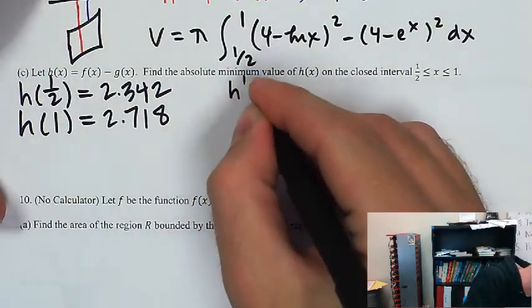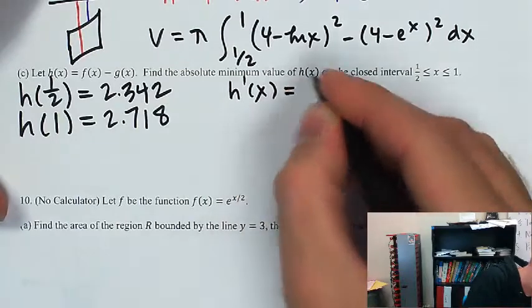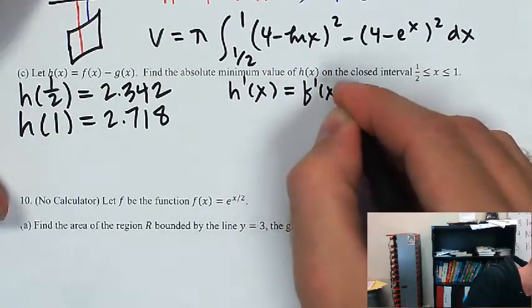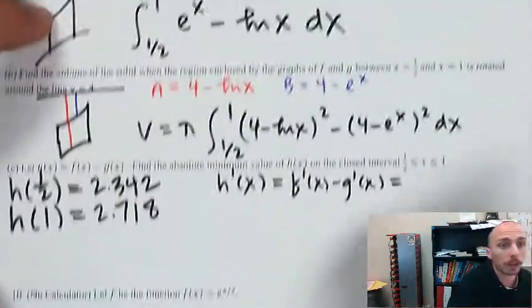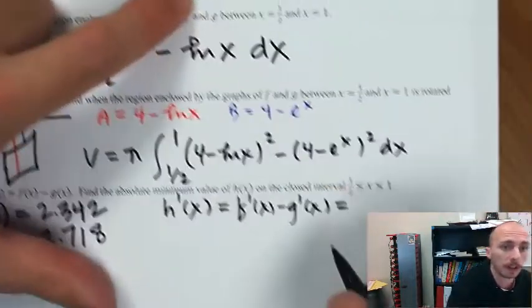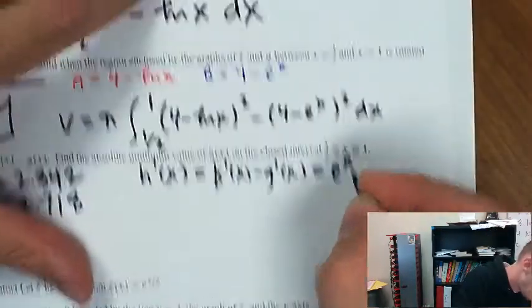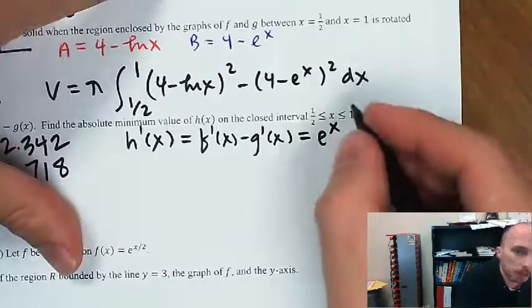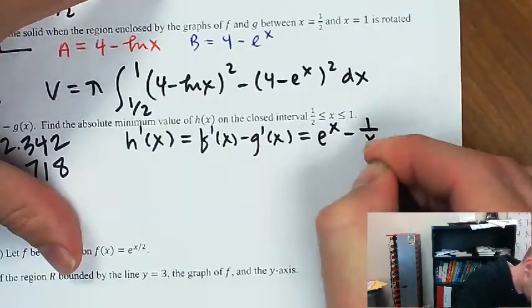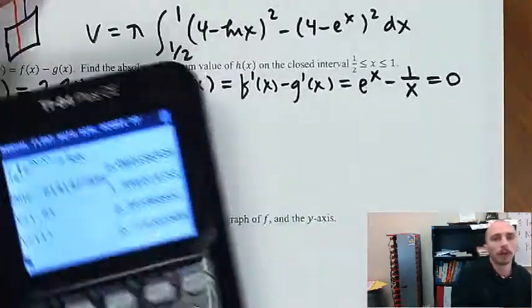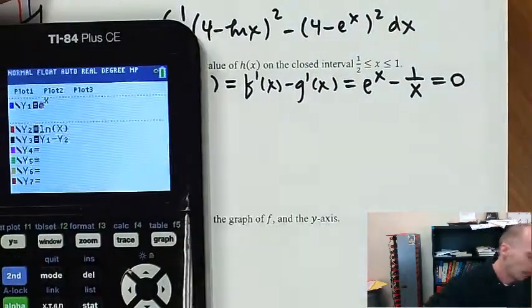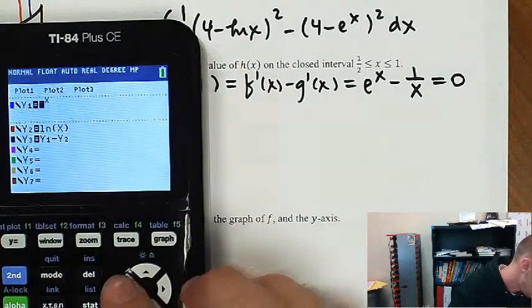Then I'm also going to need to consider, in addition to the endpoints, the critical points, the places where h prime of x, which is equal to f prime of x minus g prime of x. And we know how to take this derivative, right? If f is e to the x, f prime is e to the x. And if g is log of x, g prime is 1 over x. And we're interested in where that equals 0.